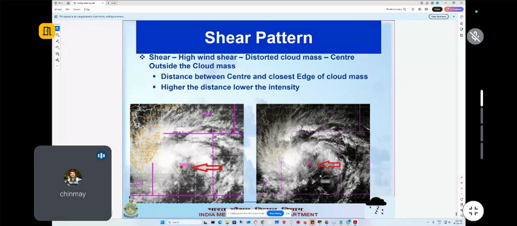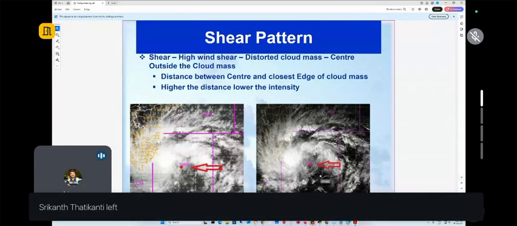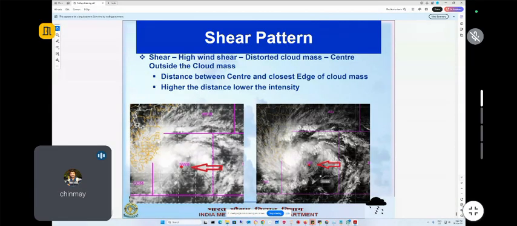And once the cyclone gets intense enough, more than T3.5, then onwards you don't see this vertical wind shear. The cyclone becomes so strong that it is no more affected by the vertical wind shear in that particular region. But in the initial stages, most of the time it starts with the shear pattern, because there is a difference between the winds at the lower level and the winds at the higher level. And though the low level clouds are encircling at a particular region, the higher cloud mass gets blown away from the lower level circulation. This is how it appears.